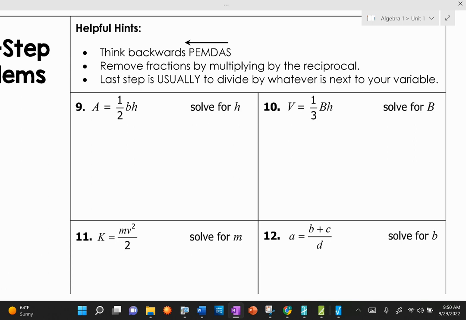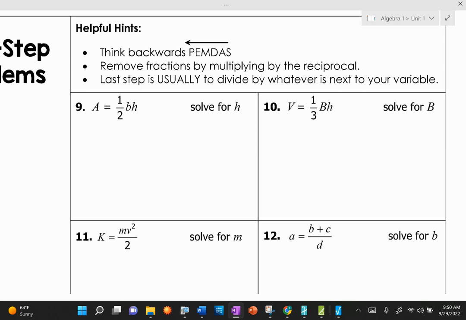We want to think backwards from PEMDAS, but that doesn't necessarily mean that we'll be able to do every single step of the backwards PEMDAS. So we can check for, do I need to add or subtract anything? There's nothing being added or subtracted here, so we're good. You can move on to the multiplication division part. Everything on the right is being multiplied, or you could say even divided by 2.